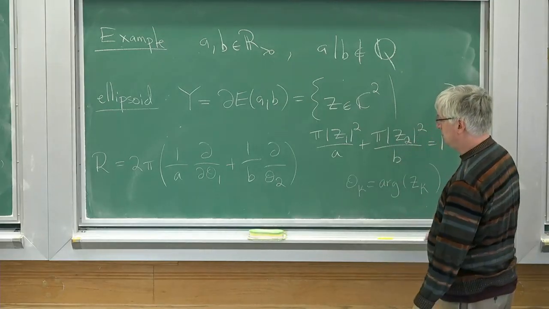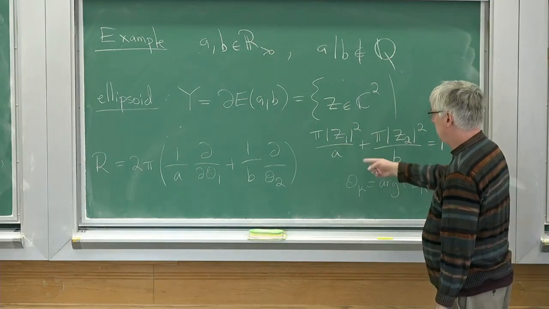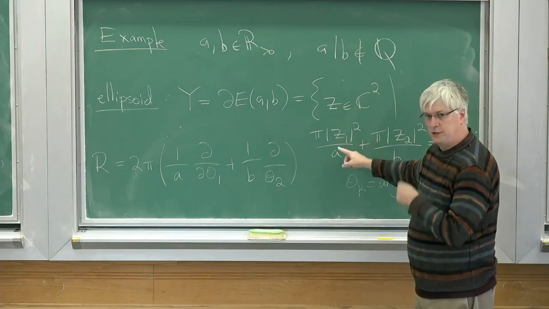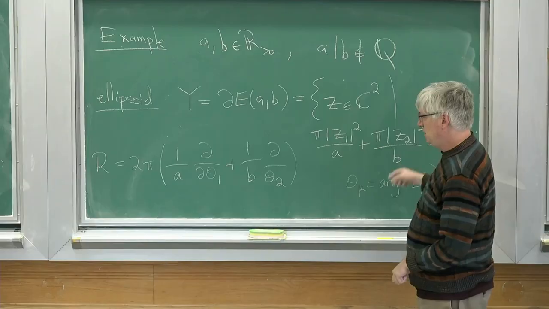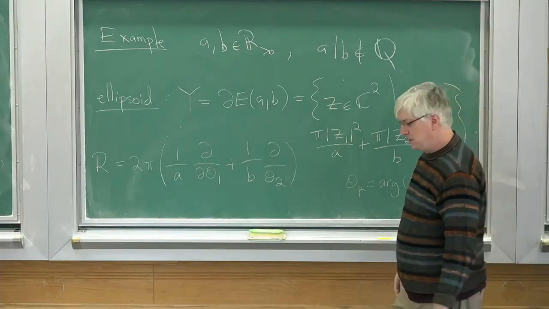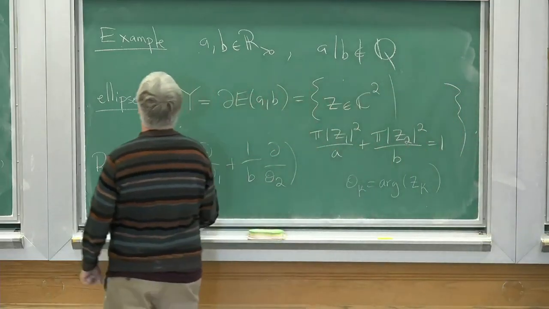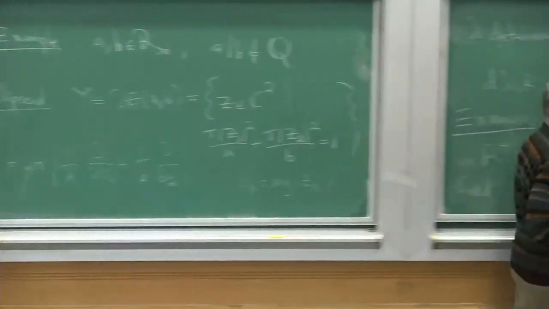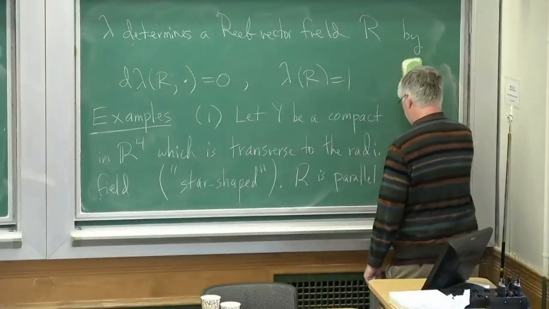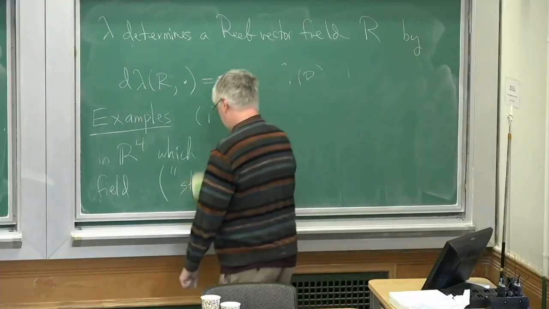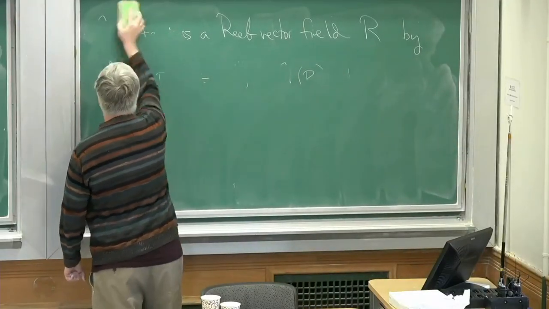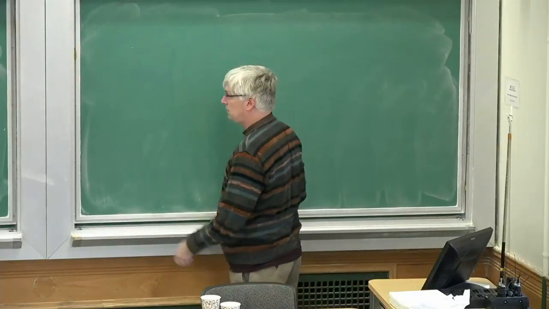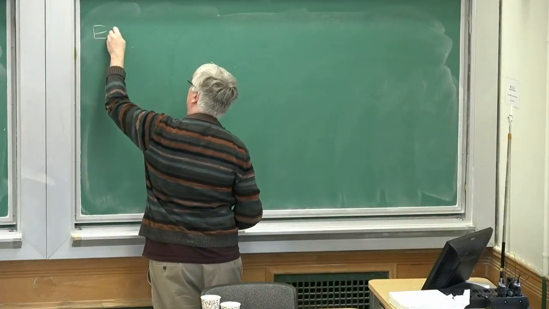So this vector field rotates the complex numbers z1 and z2. It takes time A for z1 to go all the way around, and it takes time B for z2 to go all the way around. So there are exactly two simple Reeb orbits.